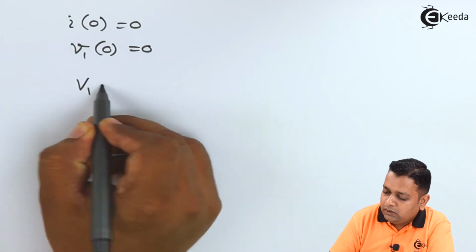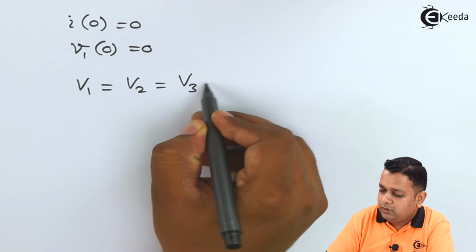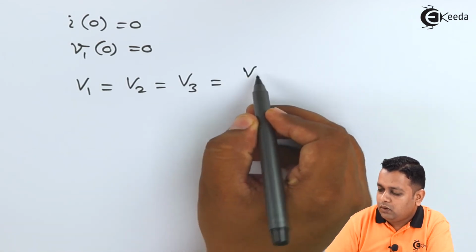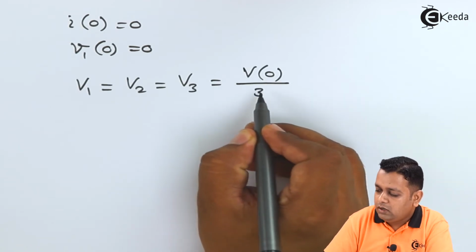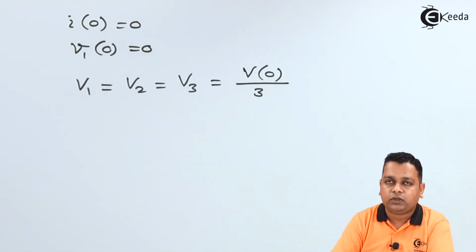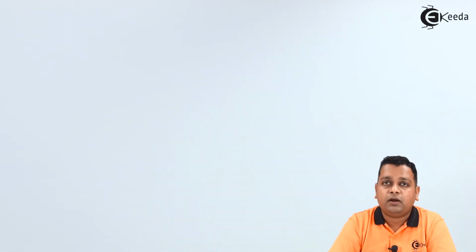Therefore capital V1 will be equal to capital V2, it will be equal to capital V3 and it will be equal to V of 0 divided by 3 here. So it is the average, we can say, for the three waves. We shall be obtaining the amplified output.